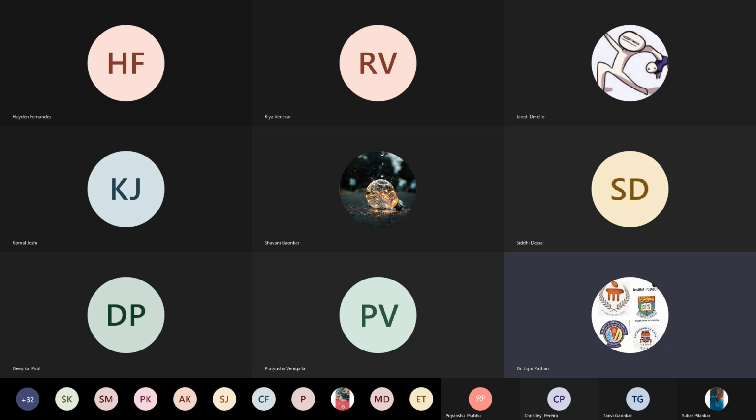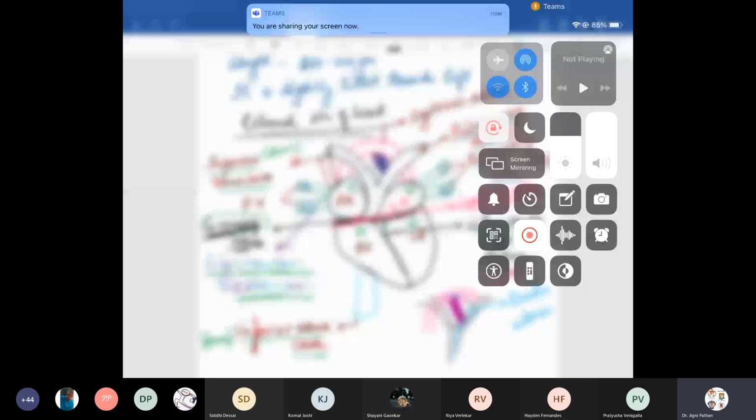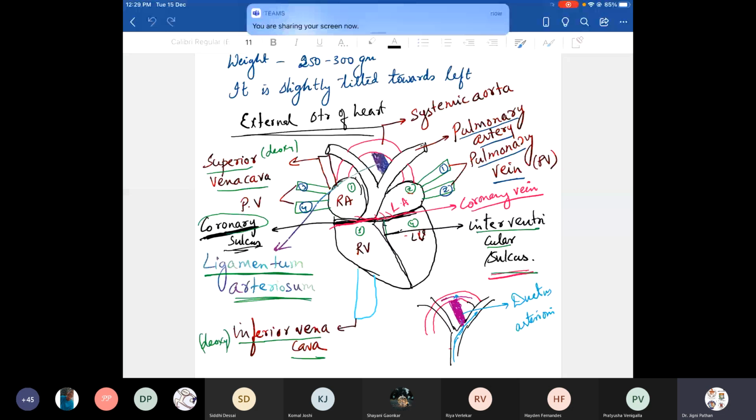Now listen. You have the right auricle. The heart has 4 chambers: right auricle, left auricle, right ventricle, left ventricle. Clear? This part is clear.